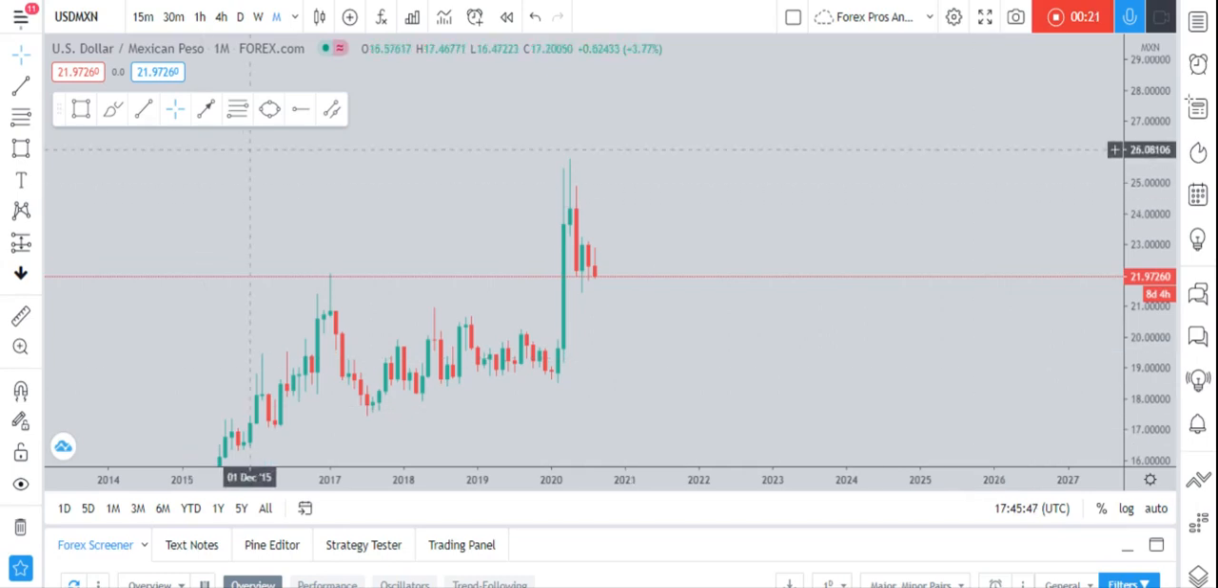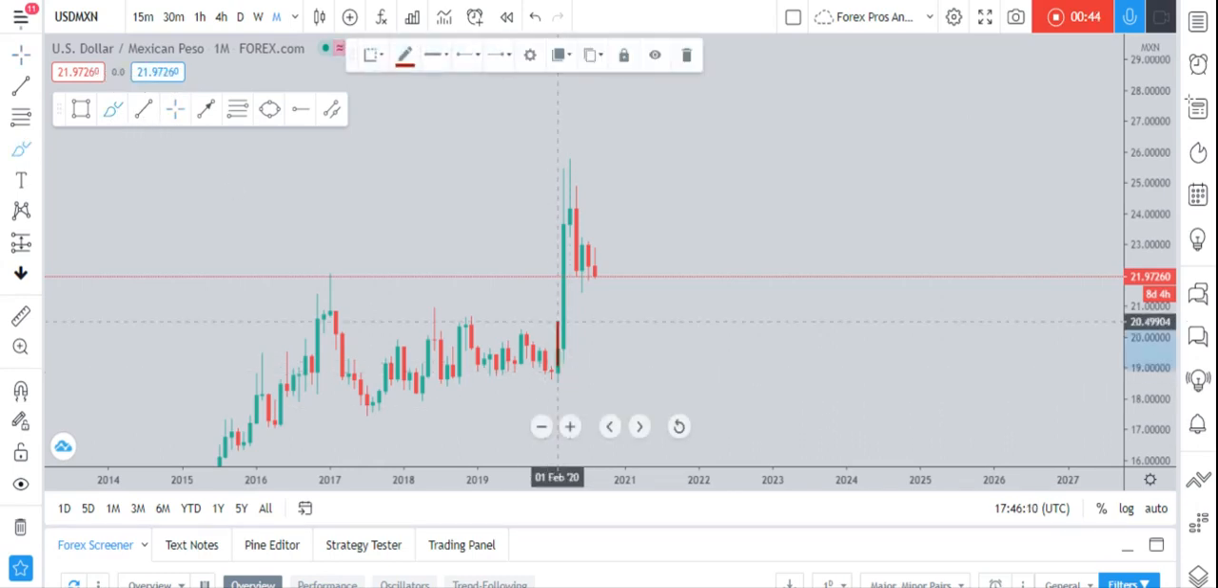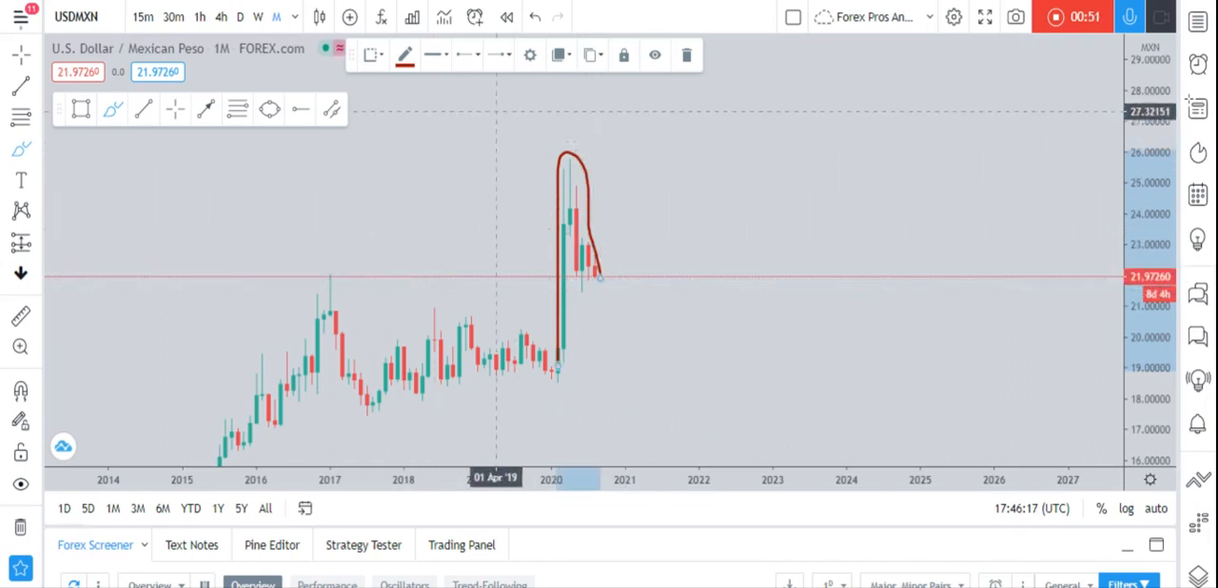So starting from the monthly chart, the reason why we do top-down analysis is that monthly, weekly, and daily time frames are best for analyzing the direction of the market, and the 4-hour chart is best for the entry point. So let's see what kind of trading opportunities we have on the USD Mexican peso. First of all, what we can see is that the market made an overextended move to the upside, then a correction to the downside.